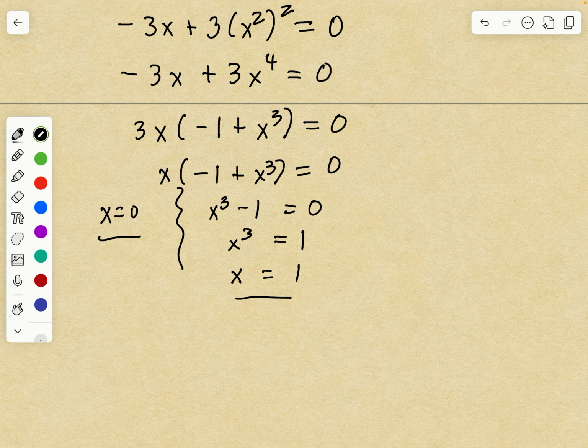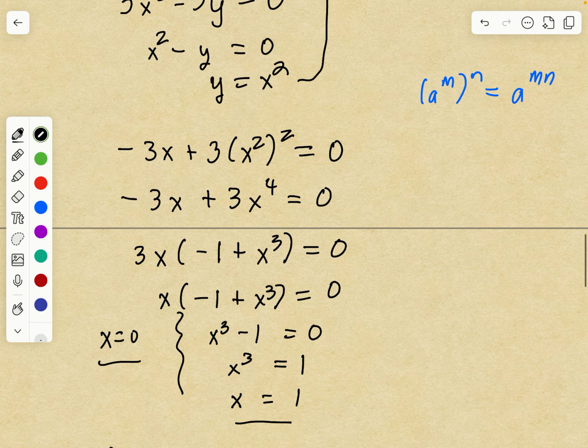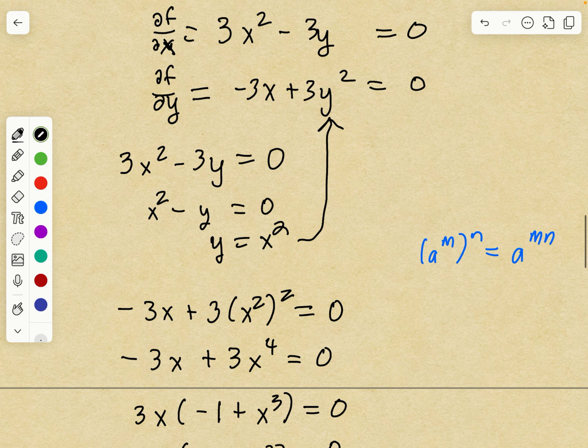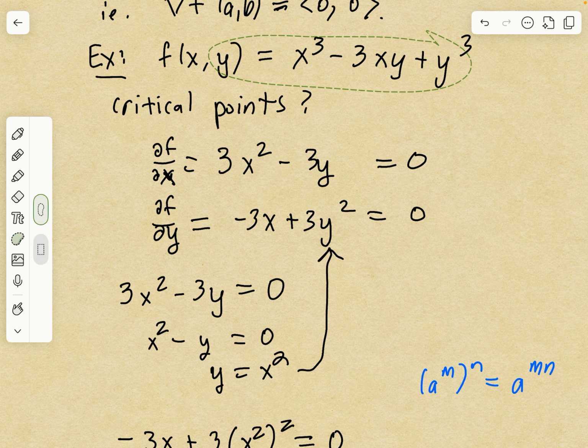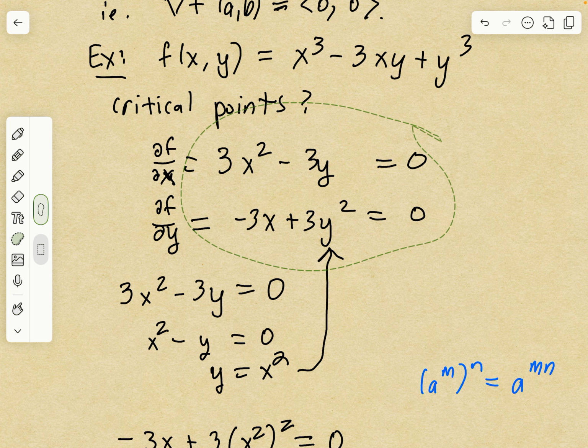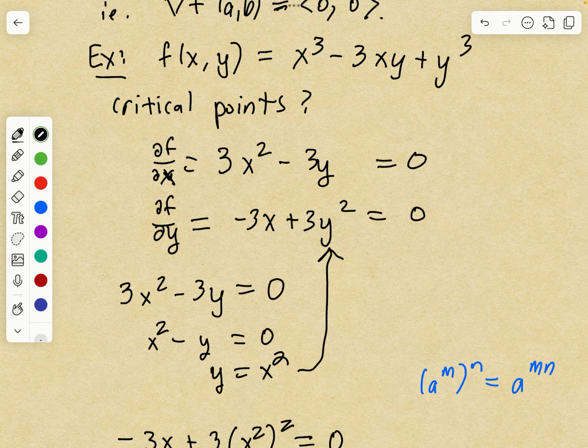So what do we do with the x equals 0? If x is 0, we need to find what y is, right? So what we need to do is substitute. Which equation are we going to work with, this one? No, right? Because we're trying to find the x and y that make these equations come true. So you substitute into either one and then see what y has to equal.